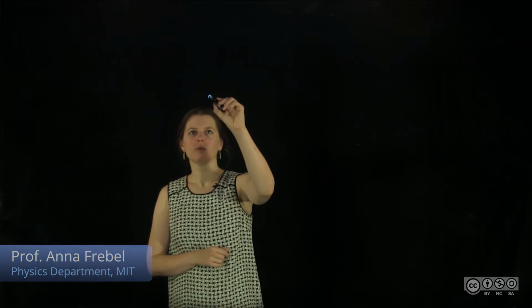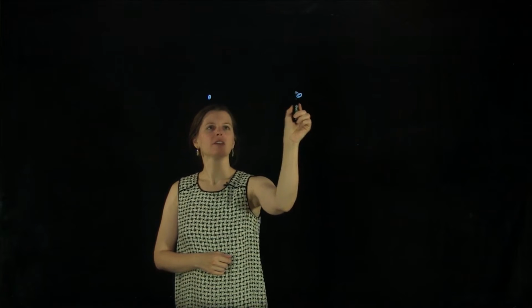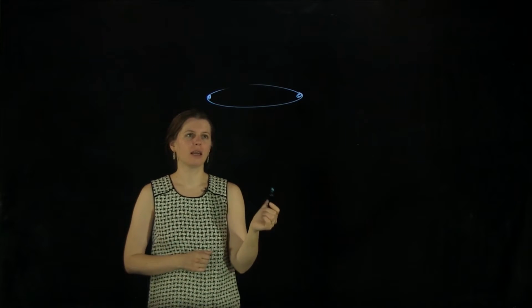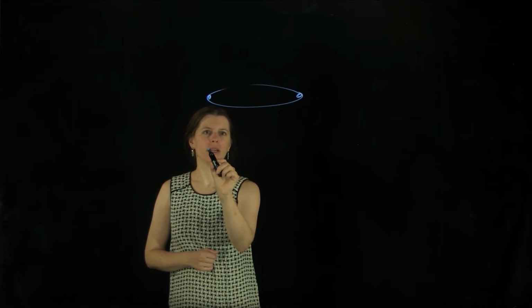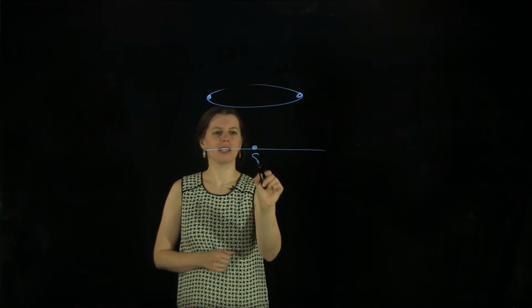Let's look at the angular momentum of two particles, one sitting here and one over there, and they are circling each other. We want to determine the angular momentum of a point on the ground right here underneath. That's our point S.